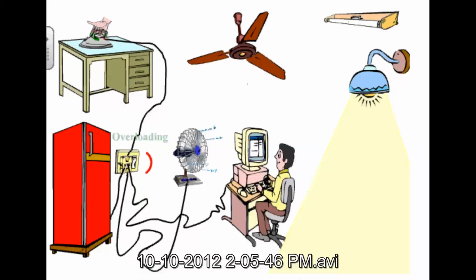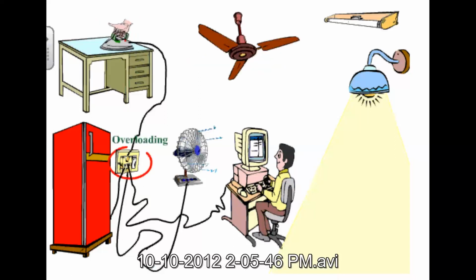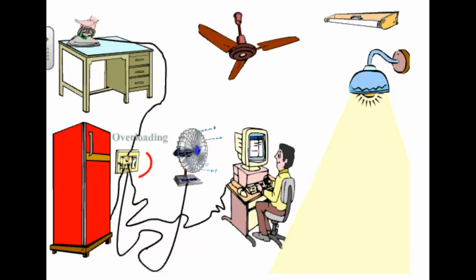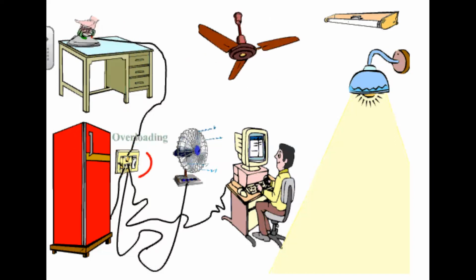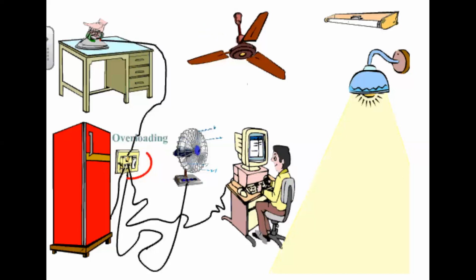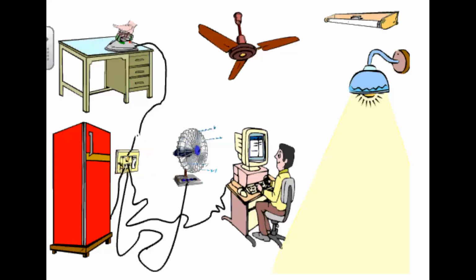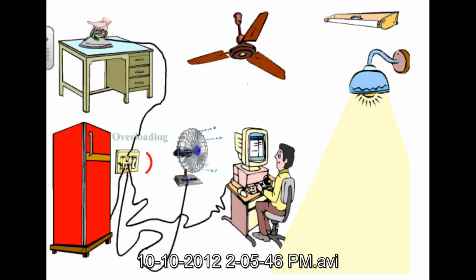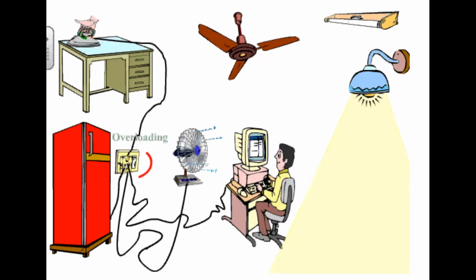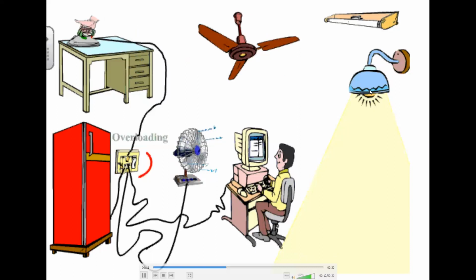Look at this short animation, and you can guess. My question is there. Even though the guy is looking very happy, he is making a serious mistake. Can you tell me what mistake he is making? Yes, very good answer. The guy is overloading.